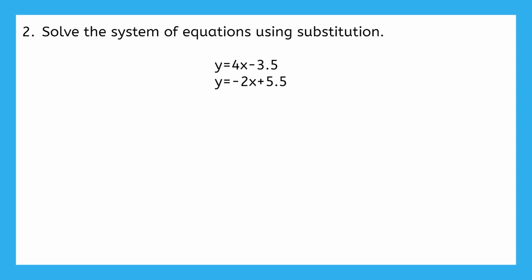To solve this system of equations, you could choose to substitute 4x minus 3.5 into the bottom equation for y, or you can substitute negative 2x plus 5.5 into the top equation for y. Either way, this will give you an equation with only x in it to solve. So go ahead, take it from here. Solve this system of equations using substitution. Pause the video now and work through this.